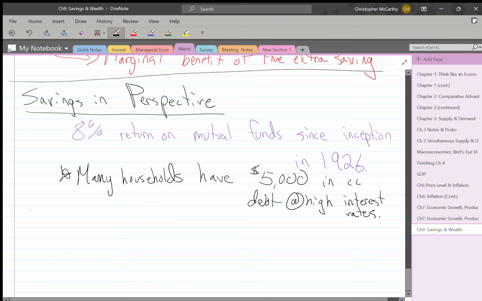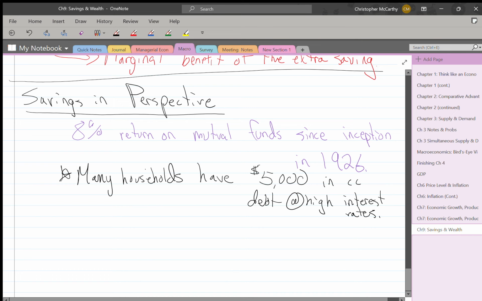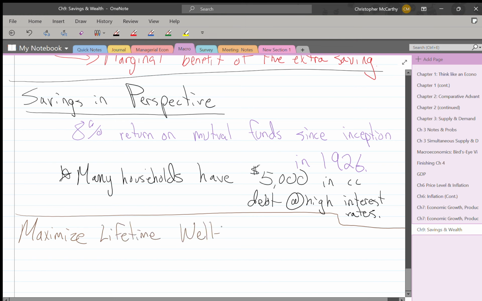But why do households get into debt? Why does this end up happening? If our goal, at the end of the day, is to maximize our lifetime well-being, then why don't we just simply do that?